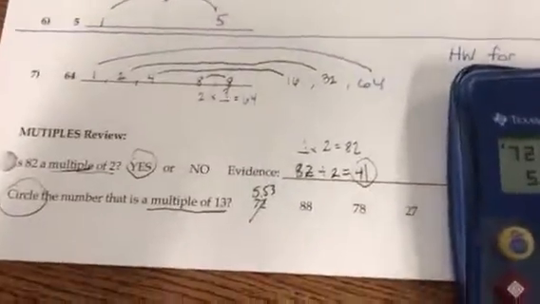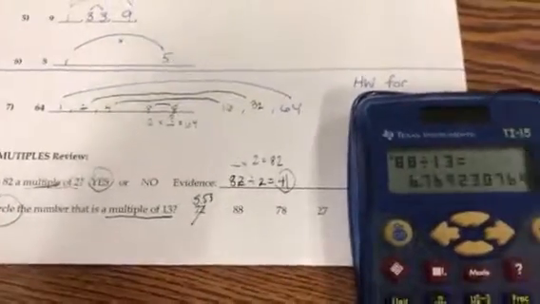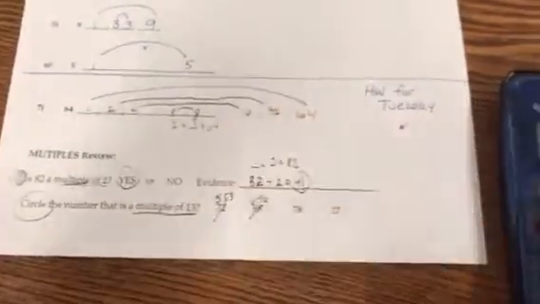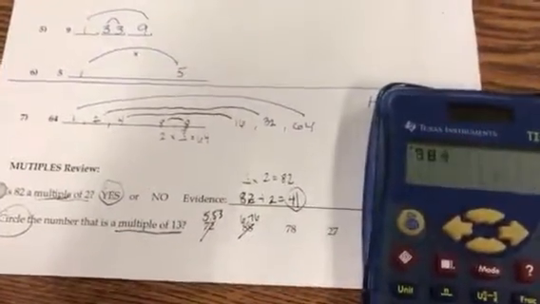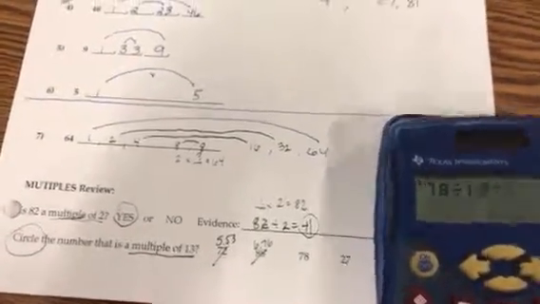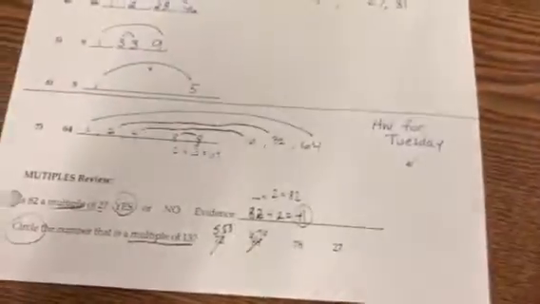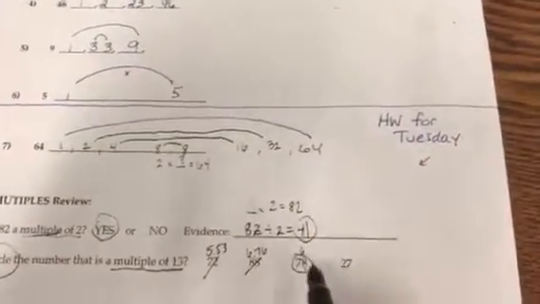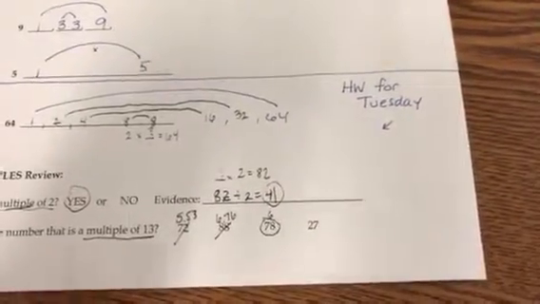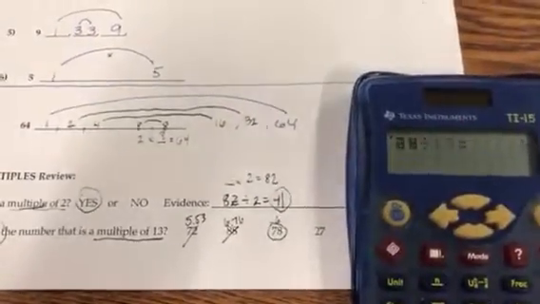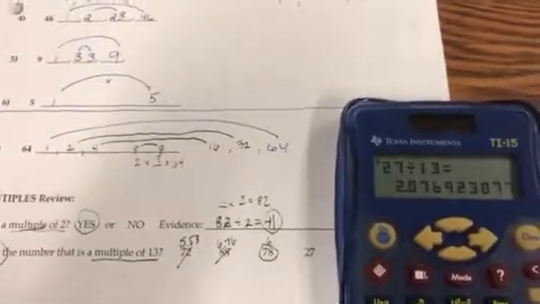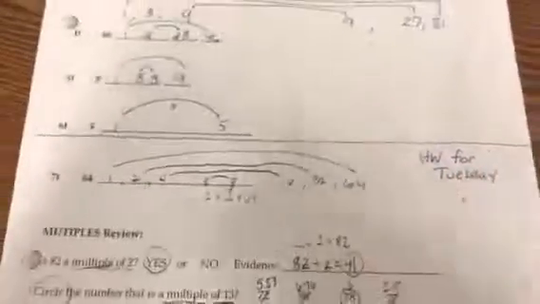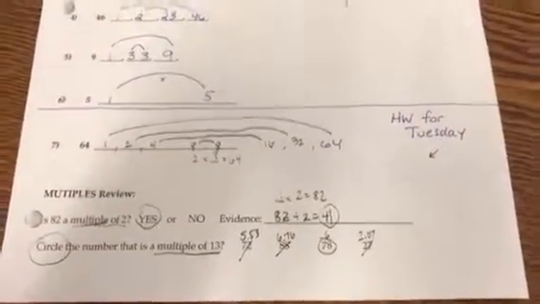88 divided by 13. Oh, that's a decimal, 6.76. So that's a bad one. 78 divided by 13 is a whole number. Yay, 6. So 13 times 6. If we count by 13 6 times, we'll get 78. And then let's test the last one, which is 27 divided by 13 equals a decimal, 2.07. So that means that is not a multiple of 13. So there we go. There's your homework.